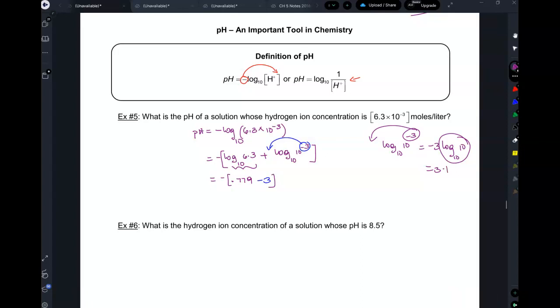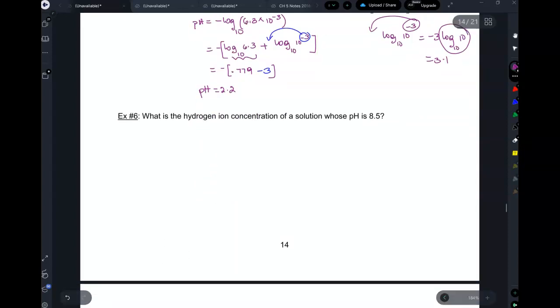Okay, so then you get negative 3, but then how do you get the points? That we plugged in the calculator. So this will be 2.2. But 0.779 is log base 10 of 6.3. That's the only thing you would have to plug in the calculator. However, if it was just log base 10 of a simple number, you should be able to do it by hand. Now, what is the hydrogen ion concentration of a solution whose pH is 8.5?